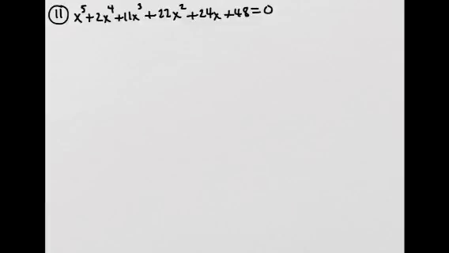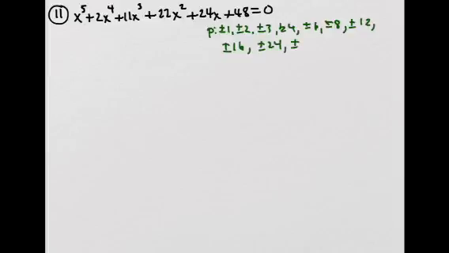So for number 11, we need to list the p factors. So that would be plus or minus 1, 2, 3, 4, 6, 8, 12, 16, 24, and 48. So that's a lot of factors.